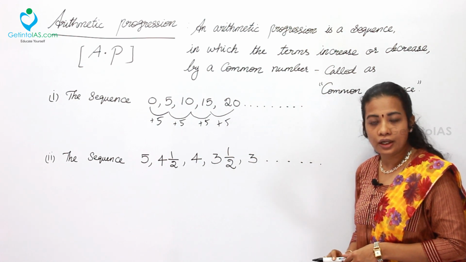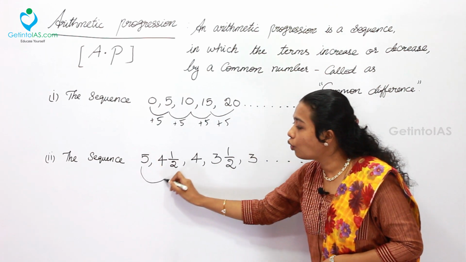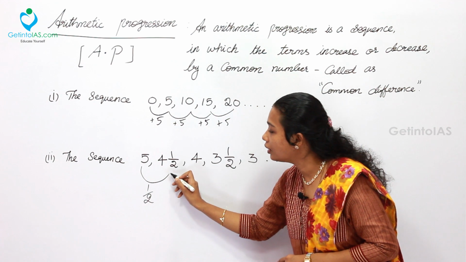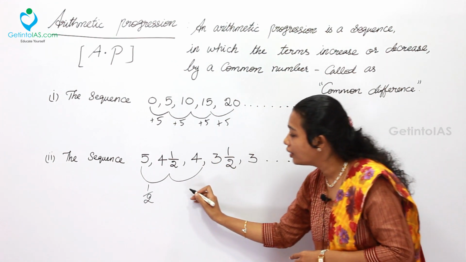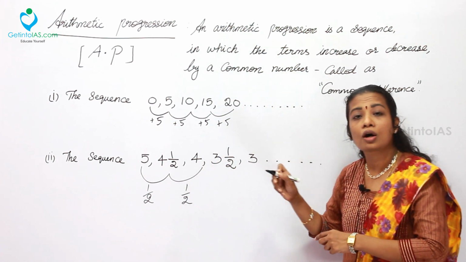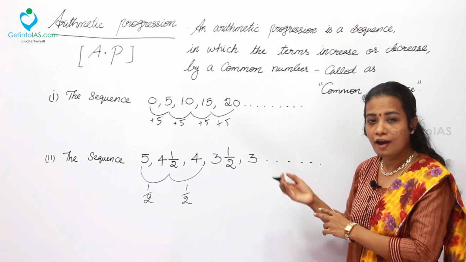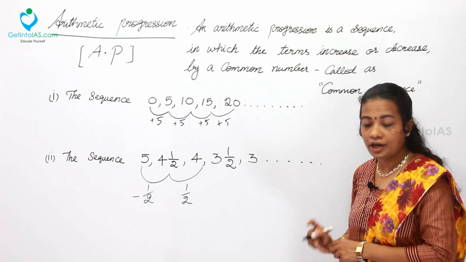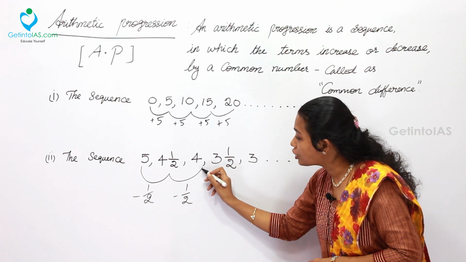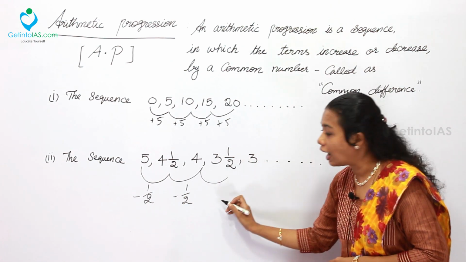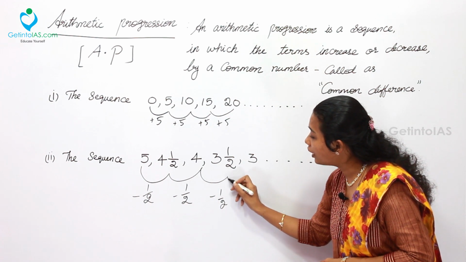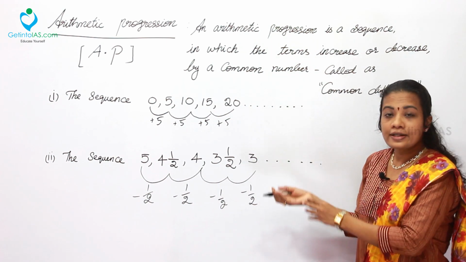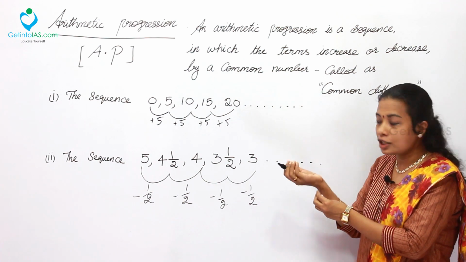Let's move on to the second example. 5 and 4.5. What is the difference? Half. Here 4.5 to 4, that is also half or 0.5, however you can mention it. But minus, it is a decreasing series, right? So minus 1 by 2, minus 1 by 2, 4 to 3.5, minus 1 by 2 and 3.5 to 3, minus 1 by 2.